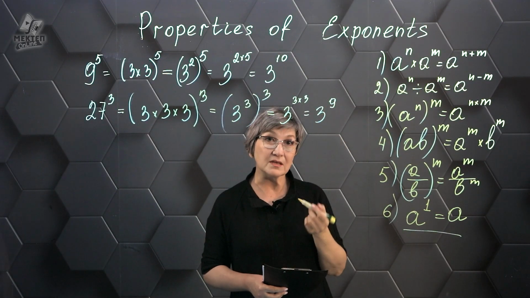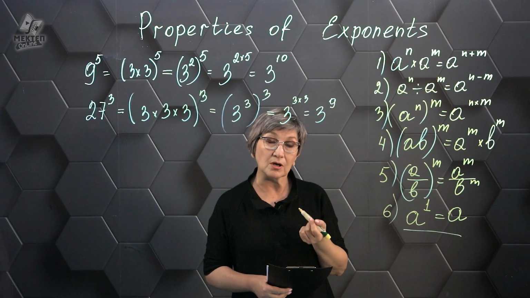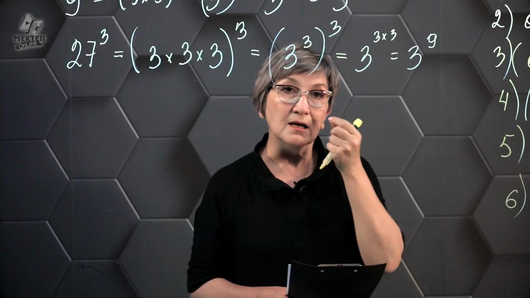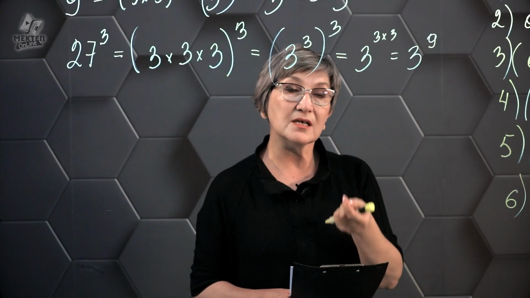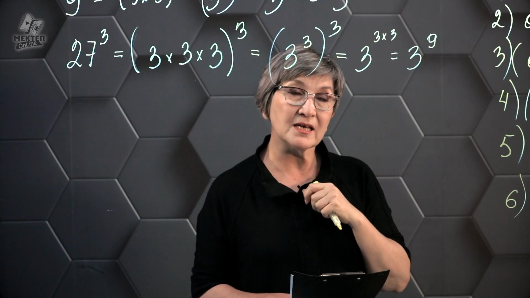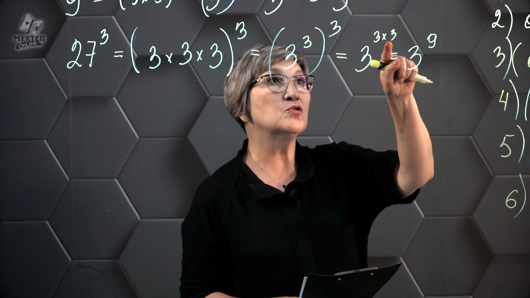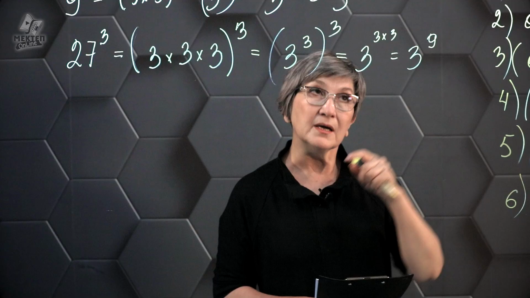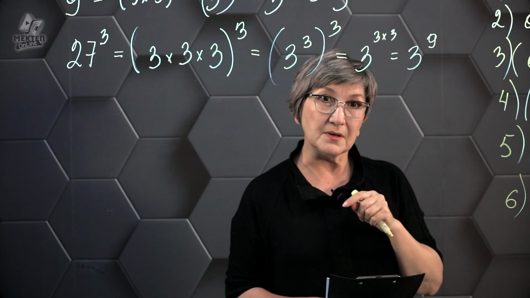Notice there are a lot of 3's in this example, but each number represents a different position. The number 3 represents the base of the degree, and 3 times 3 is the exponent of the degree.